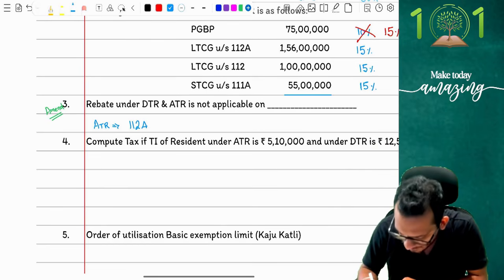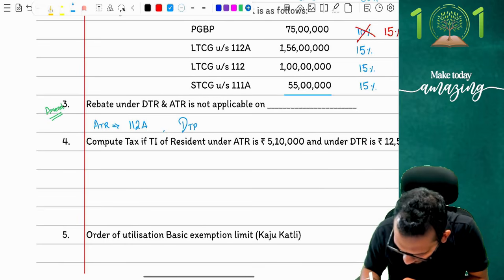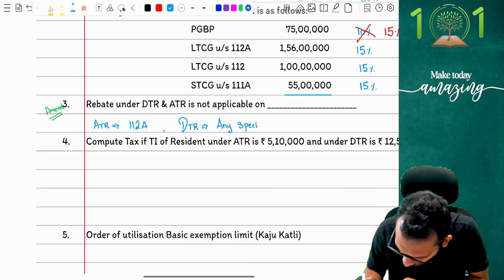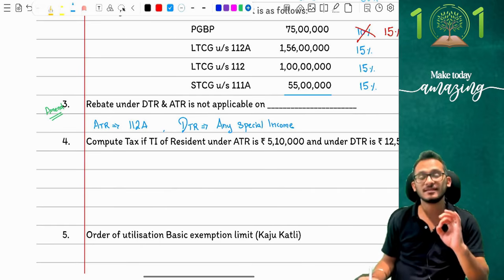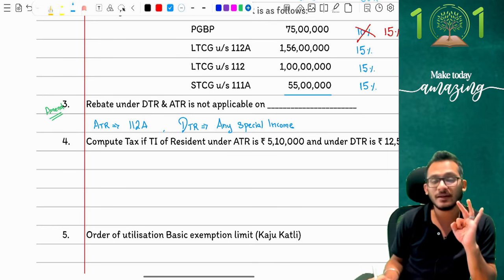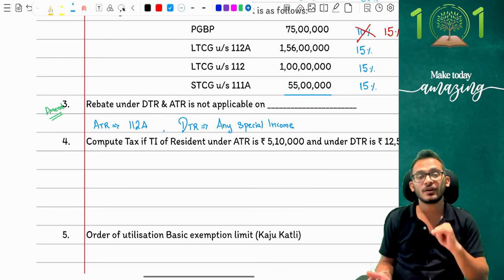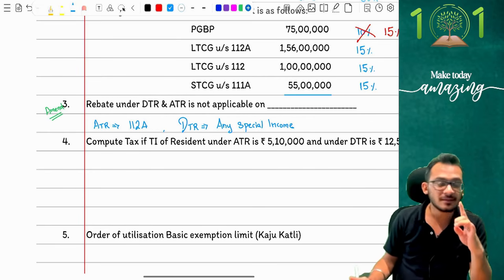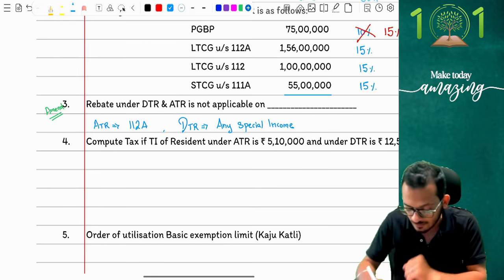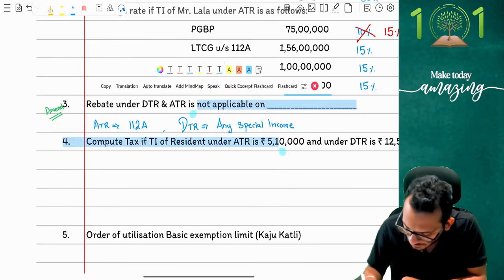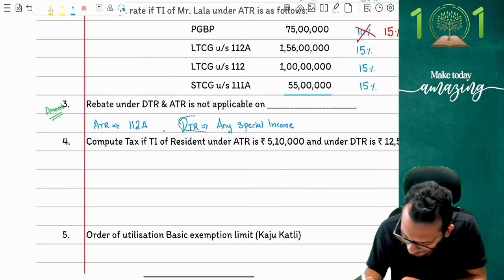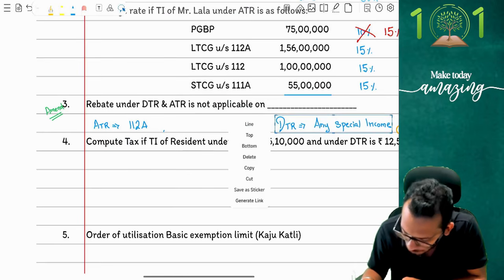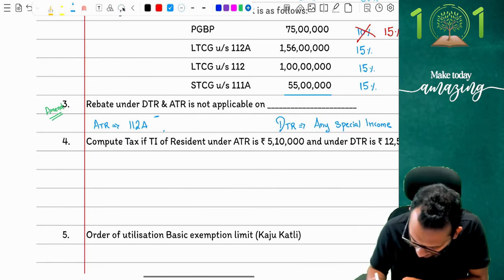Even winnings and unexplained income can claim rebate under ATR scheme. That's the concept. But if you're going to DTR, you cannot claim rebate on any special incomes, and that's the amendment of the current year. So be very, very careful about it. Income tax now says that under ATR scheme, you cannot claim rebate on 112A, but under DTR scheme, you cannot claim rebate on any special incomes. Please notice this carefully, because this is one mistake students are making in examination. Students have the impression that winnings cannot claim rebates. No, you can claim rebates. Be very careful about this.